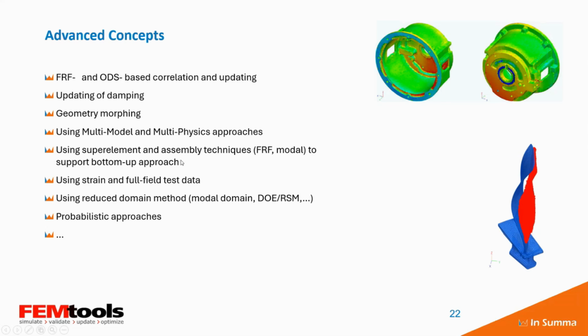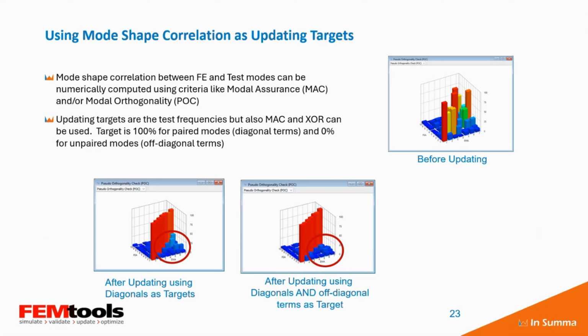Combining different models, different physics, for example, static test with modal test, and then combine all the responses. So using super elements, using strain data, using full field data, like on this blade, where you see the result of a scan test that is then projected onto the FE model of the blade. So these are all more advanced concepts that have been used in industrial applications working with our customers, but okay, we'll not be talking about those today, maybe at future opportunities.